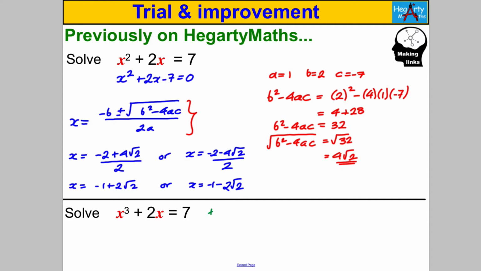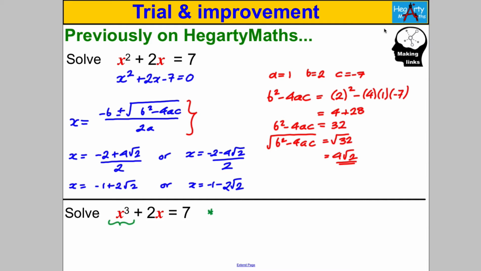Now we can do things like that, but what we're going to talk about in this video is functions like this: x cubed add 2x is equal to 7. Now we could subtract 7 off both sides for sure, but we haven't learned how to solve cubic functions at all. Now there are techniques to solve these cubic functions, but they can be super complicated.